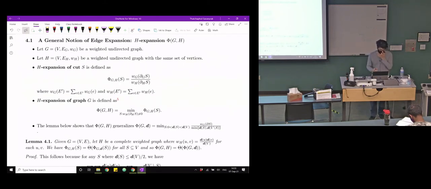Okay, so let me define, let's say that G is a weighted graph with edge set E of G and the weight W of G. And also define H to be another graph with the same set of vertices, but a different edge set and different weight.